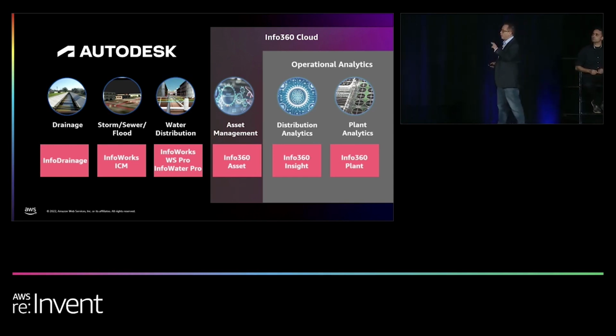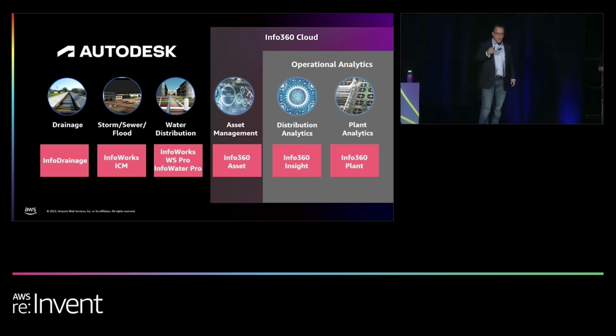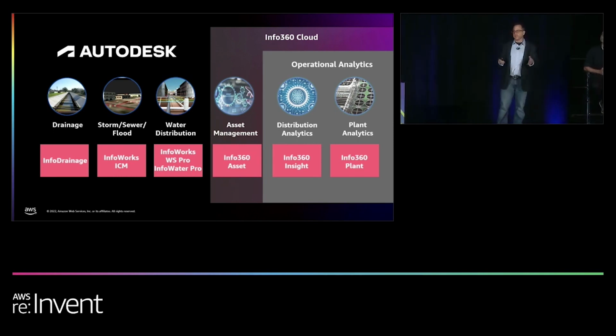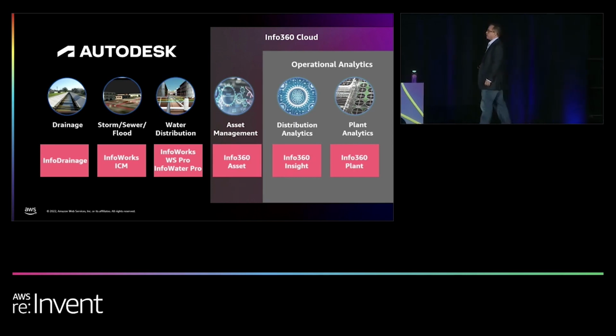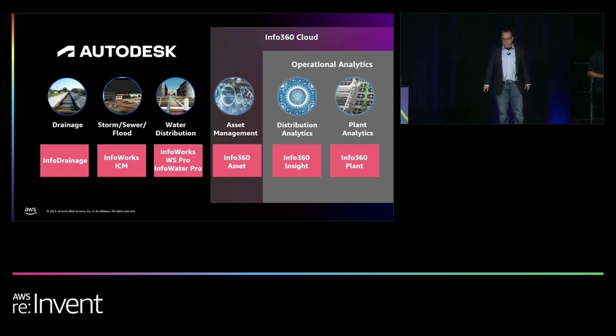The next two products are Info360 Insight, which is a water utility or water network operation analytics product geared towards operators of this infrastructure. So this provides the ability for an operator to figure out what is happening at any given point and operate to that. And just recently, the newest comer to this family of products, Info360 Plant, does the same thing that Info360 Insight does, but for plant operators, water and wastewater treatment plants.